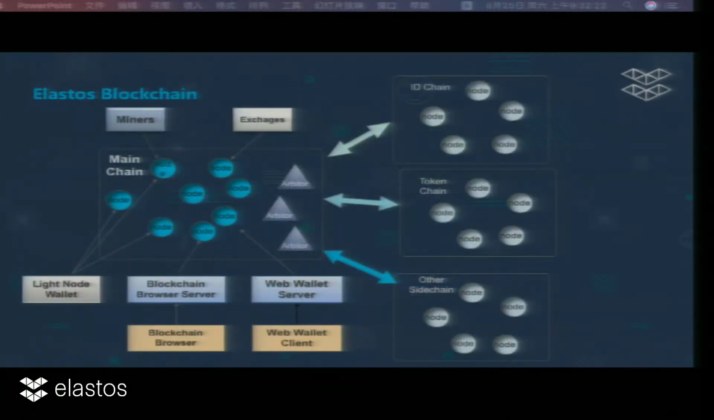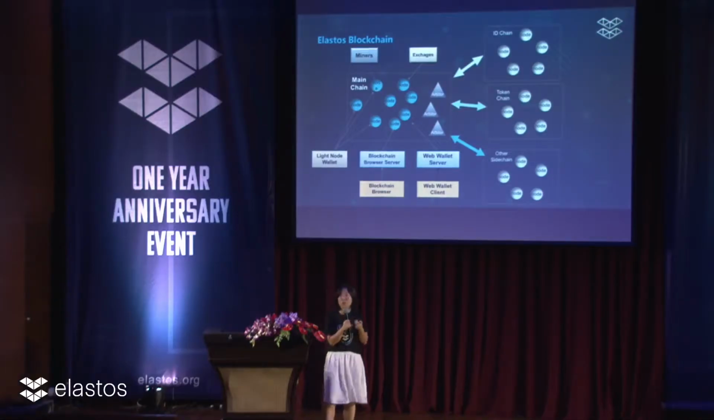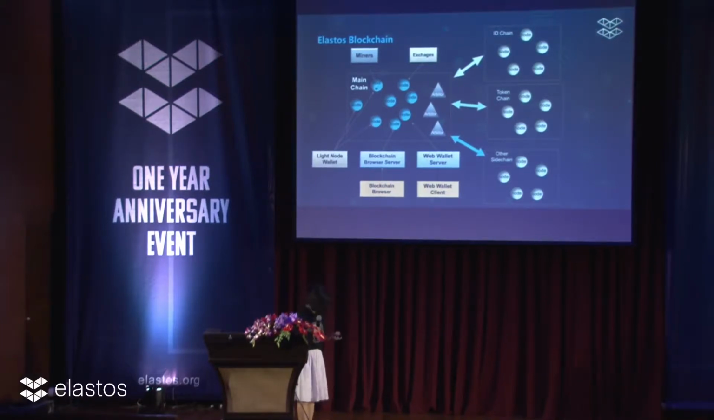In the meantime, we also provide an SPV light node SDK for mobile wallet development. Right now, the team is also working on other sidechains like the token sidechain and the smart contract sidechain. So this is the overall picture of the Elastos blockchain.